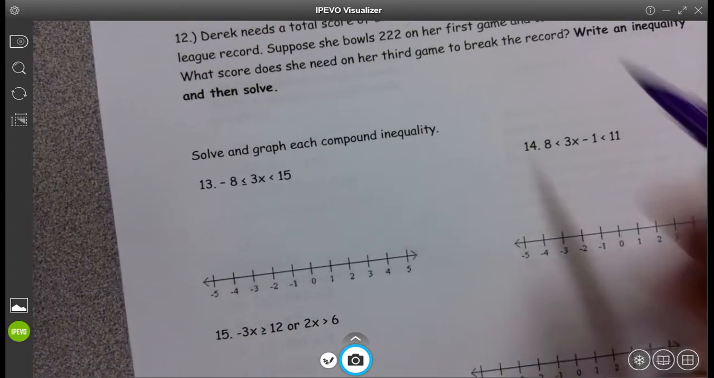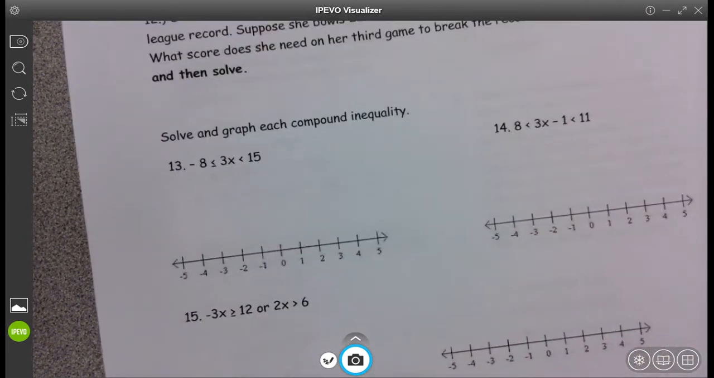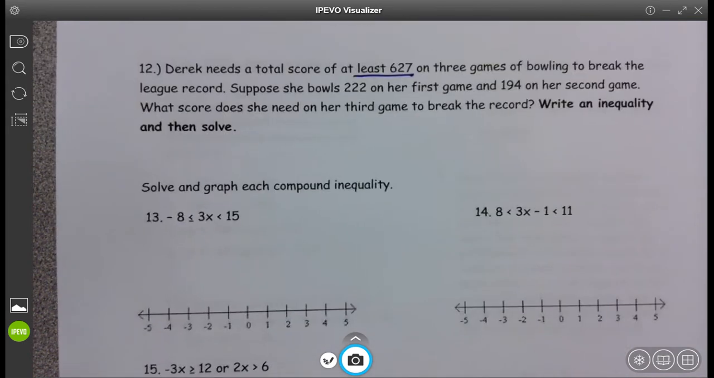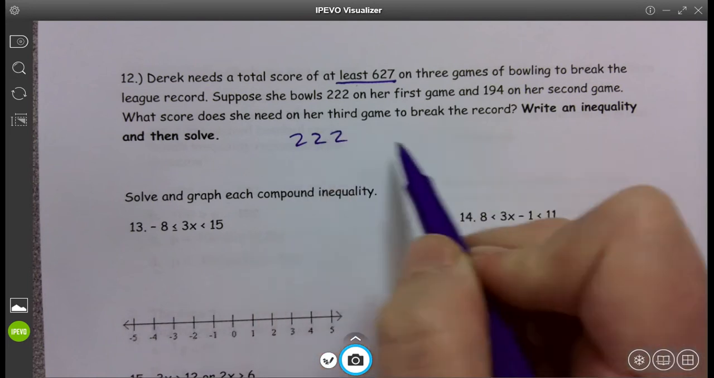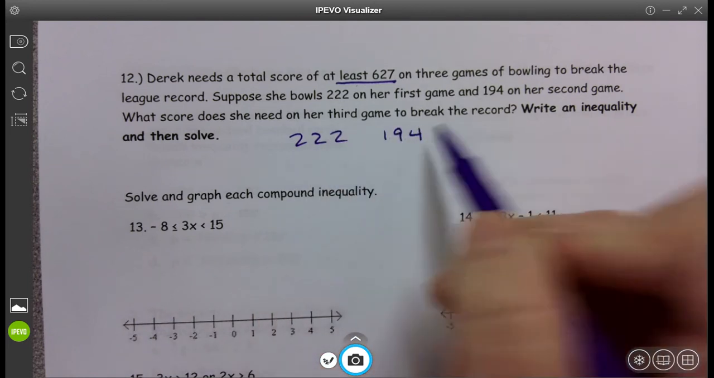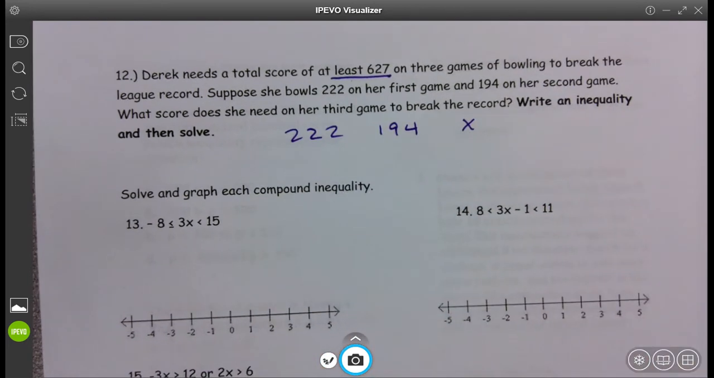It says Derek needs to score a total of at least 627. Okay, so he needs to score 627 over the 3 games. Suppose she bowls... I think I copied and pasted different problems. Suppose she bowls a 222 on her first game and 194 on her second game. What does she score in her third game to break the record?